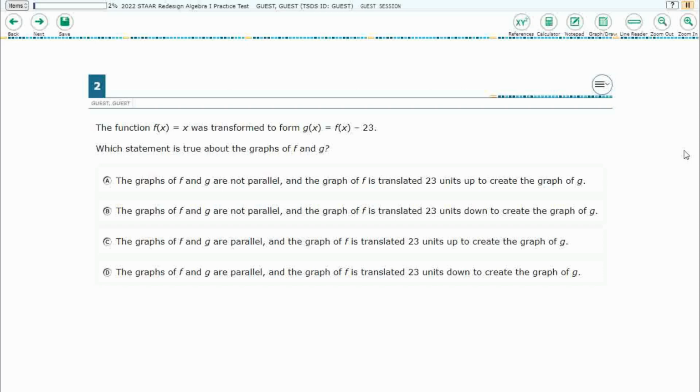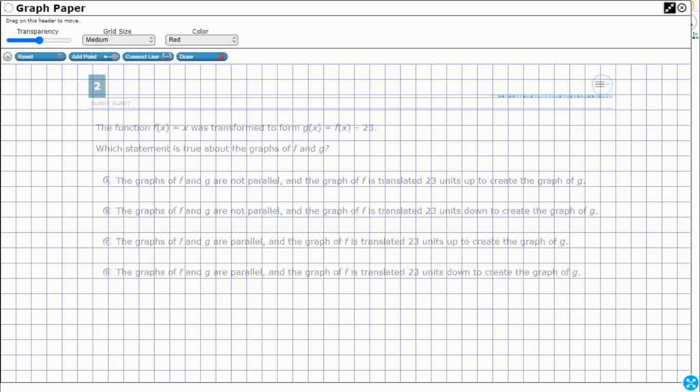So we've got f of x equals x, and it was transformed to form g of x equals f of x minus 23. You know what? Let's open up our graph draw feature. Let's extend that out. I'm going to grab those equations. We're going to draw it because we can here. Let's use the connect line feature and make a little coordinate grid here.